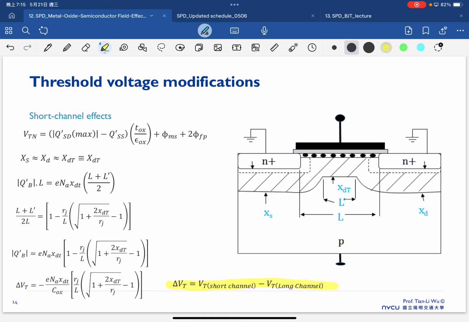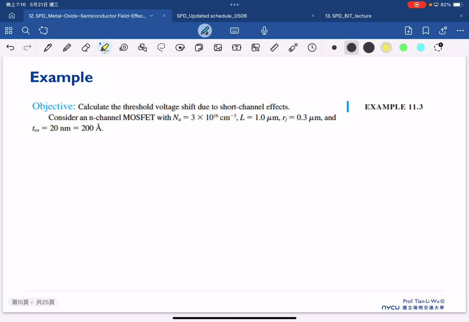There will be a threshold voltage difference between the short channel device and the long channel device, because in the short channel device, part of our channel is not controlled by the gate anymore. That part of the channel is due to the PN junction. If you look at the example in this one, I think it is a very simple one, so you can look it up by yourself.